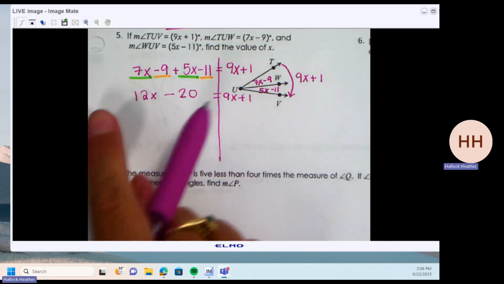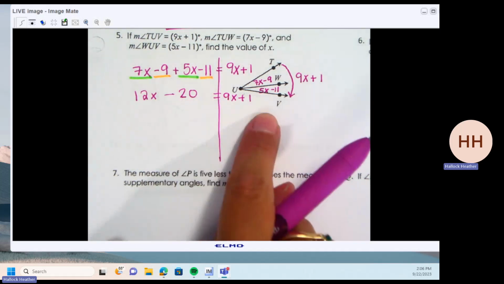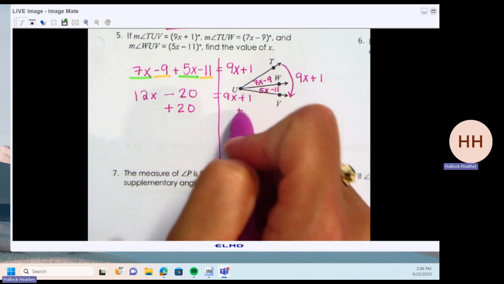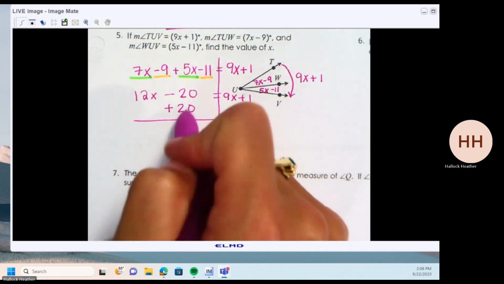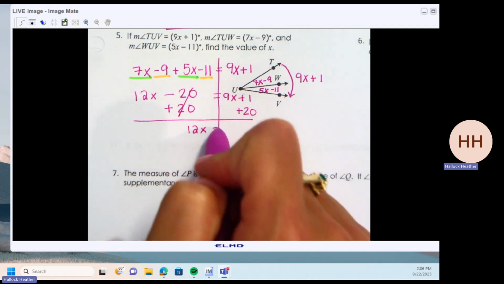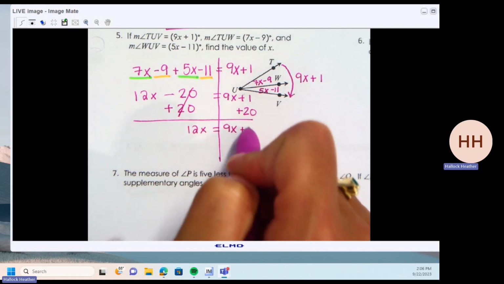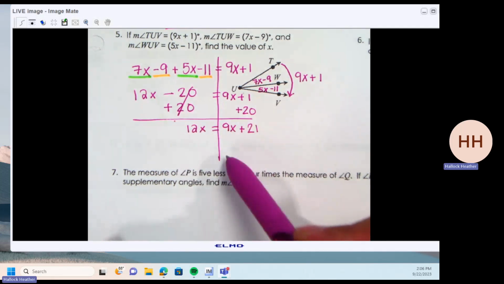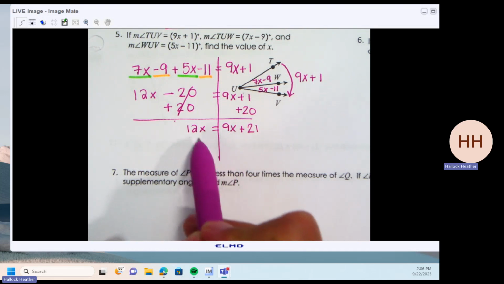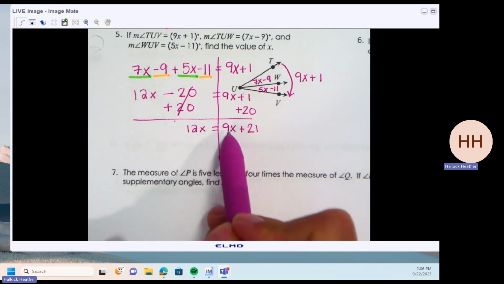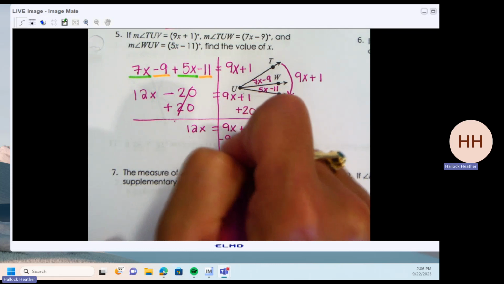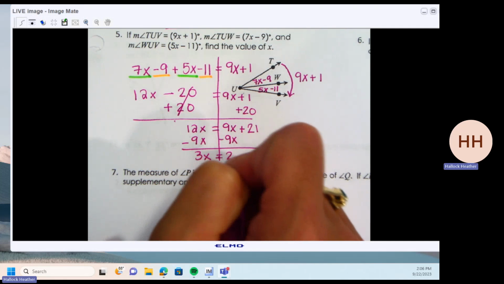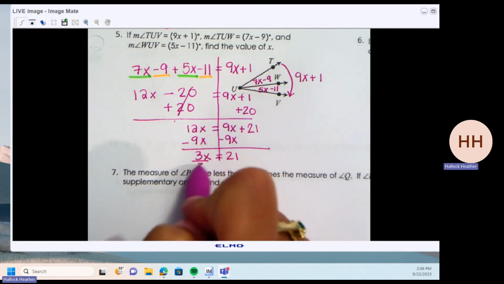And now I have terms that I cannot combine, so I'm going to move across my sign. I'm going to add 20 and add 20. So I have 12x equals 9x plus 21. And since I have a slash on the left, now I'm looking for something on the right that can move. My 9 will combine with my 12. 9 is positive, so I'm going to subtract 9. Subtract 9. 3x equals 21. And then I'm going to divide by 3.